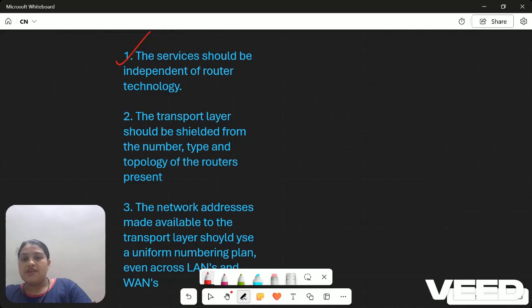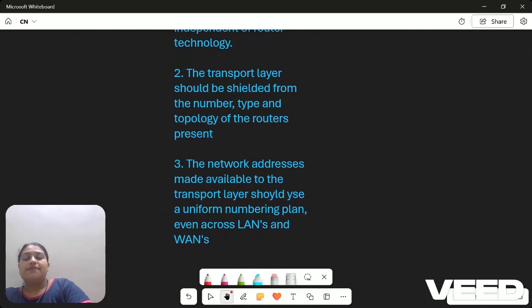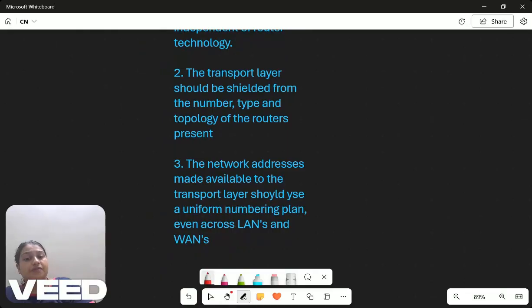That is the first one. The services should be independent of router technology. Then the transport layer should be shielded from the number, type, and topology of routers present. So see, after the network layer comes the transport layer. This transport layer should not be dependent on the number, type, and topology of the routers. It should not be dependent on the routers.